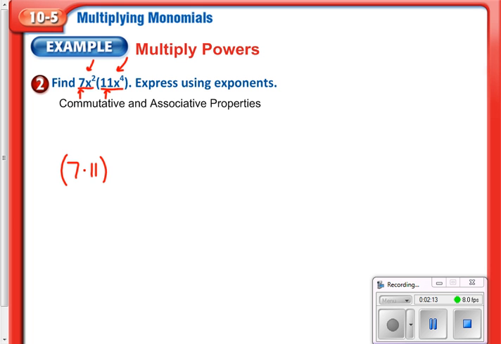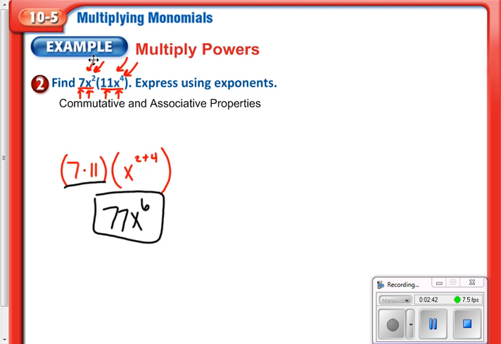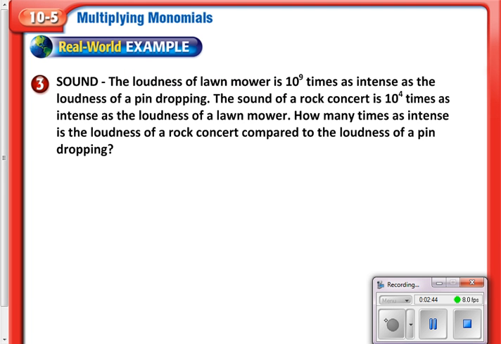I'm going to multiply those two whole numbers. You're also multiplying x squared and x to the 4th power. Those have the same base. When you have the same base, you add the exponents. So we have x to the 2nd plus 4. Because this has 2 x's, this has 4 x's, and we'll figure out that in the end, it's really x to the 6th, and we have 7 times 11 gives us 77. So the answer here, 77x to the 6th.